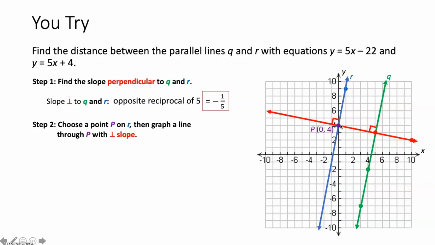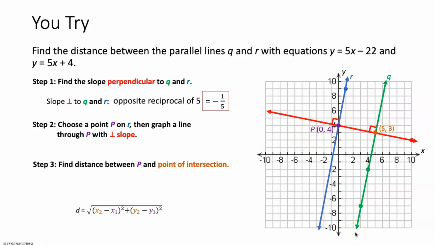Now, as you can see, this perpendicular line intersects my line Q at a given point, and that point would be 5, 3. So all I have to do now is find the distance between these 2 points of intersection, because the perpendicular distance is the distance between 2 parallel lines. So how do I find the distance between 2 points? That would be the distance formula.